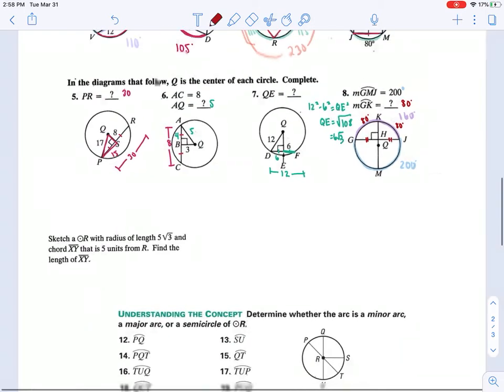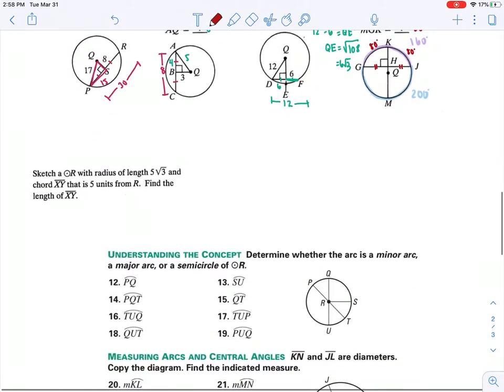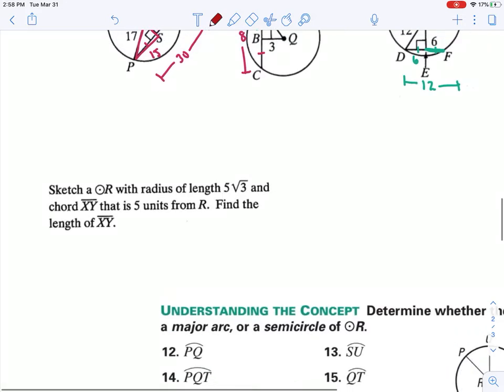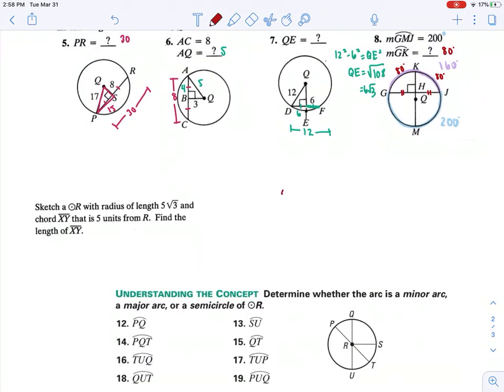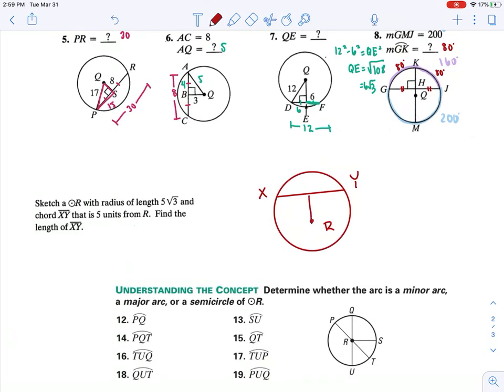Okay, one last problem to try. Great job, guys. We got this one together. Sketch circle R with radius length 5 square root 3 and chord XY. Circle R. The chord is 5 units from R. Find the length of XY.